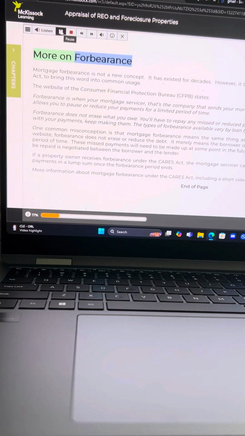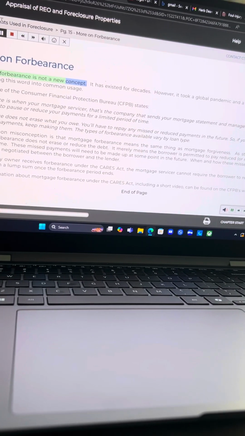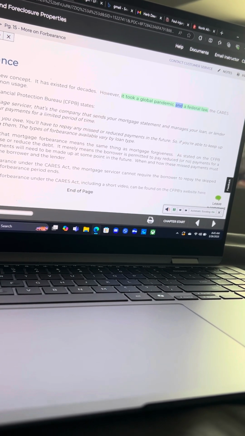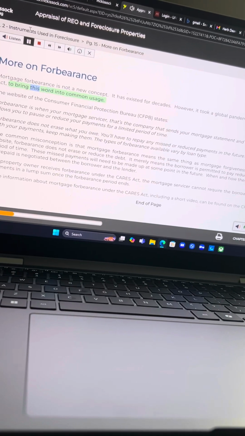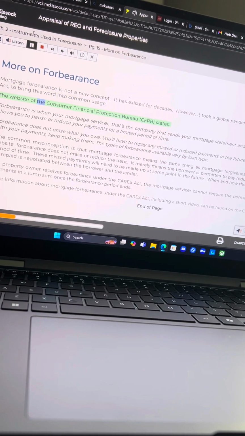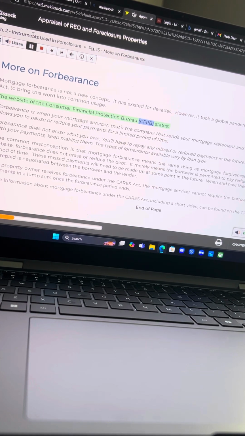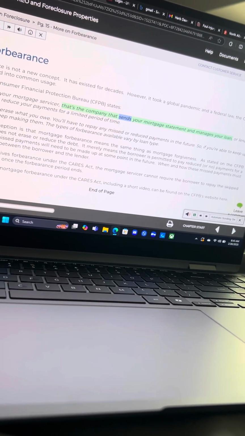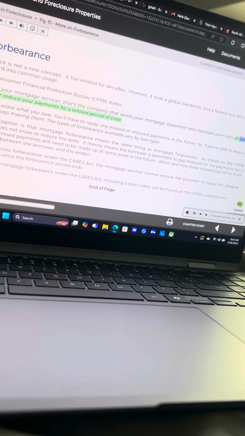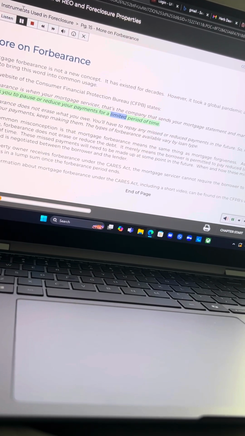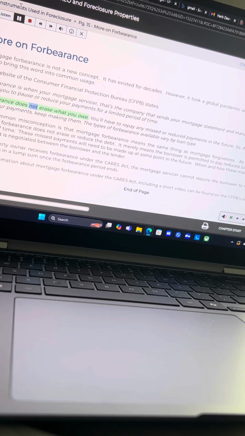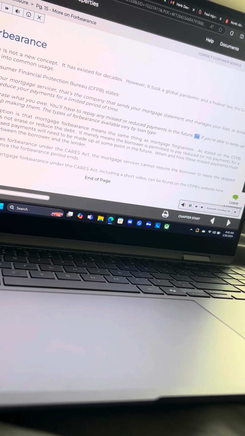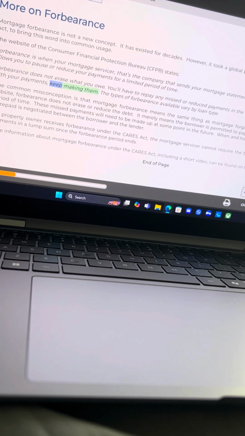More on forbearance. Mortgage forbearance is not a new concept. It has existed for decades. However, it took a global pandemic and a federal law, the CARES Act, to bring this word into common usage. The website of the Consumer Financial Protection Bureau, CFPB, states, forbearance is when your mortgage servicer, that's the company that sends your mortgage statement and manages your loan, or lender, allows you to pause or reduce your payments for a limited period of time. Forbearance does not erase what you owe. You'll have to repay any missed or reduced payments in the future. So, if you're able to keep up with your payments, keep making them.